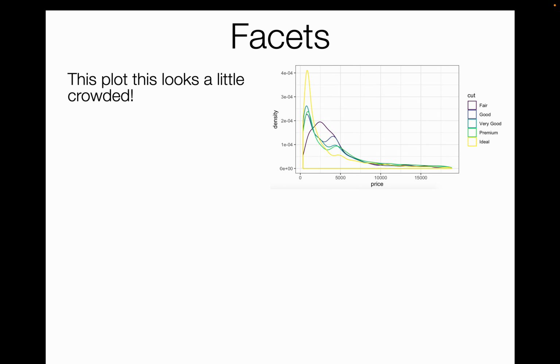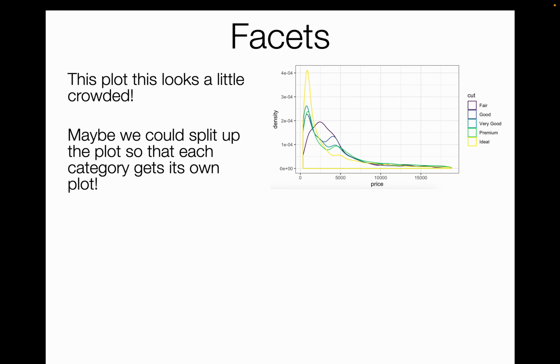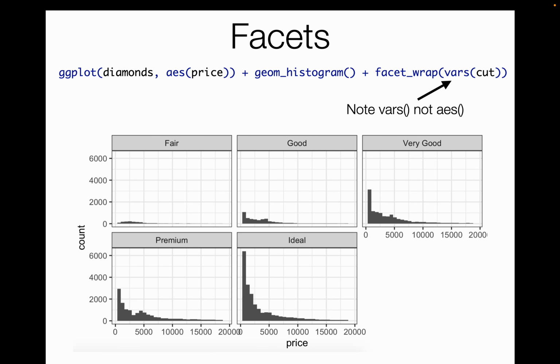Now, we're going to go off of this plot. Those are called densities. And it looks a little crowded. And so now we get to one of the last things that we have, called facets. Maybe I want them not all on the same plot. Maybe I want a separate plot for each of them. You can do that with a facet specification.